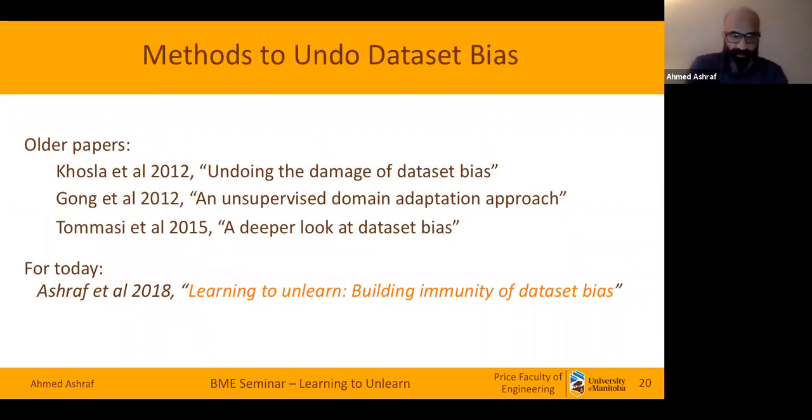So I think now we are just beginning the business end of the talk. I would highly encourage, if you are interested in the topic, to go through some of the older papers to get a perspective on how people have been handling this issue of dataset bias. But of course, for today, we are going to discuss this paper. And this is the reason why the talk's title was the same as the paper's title.